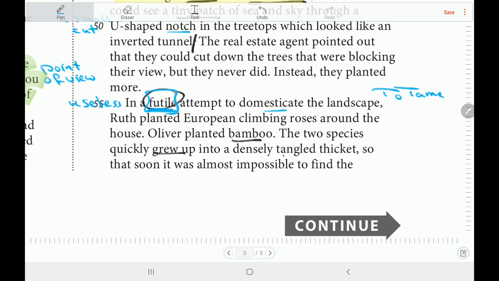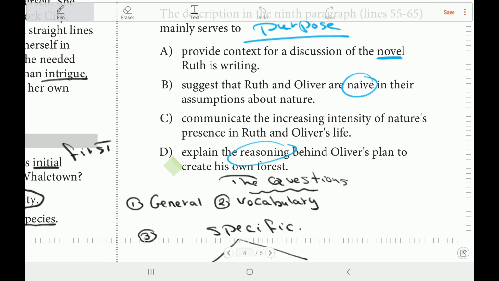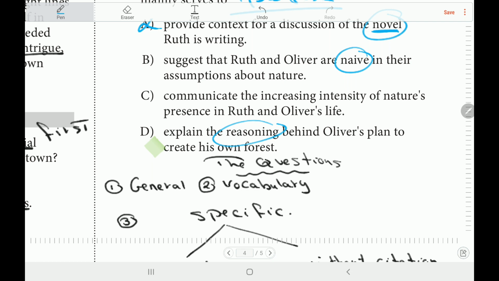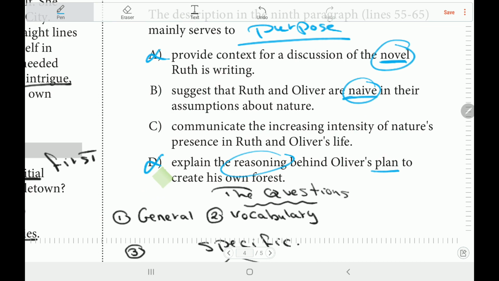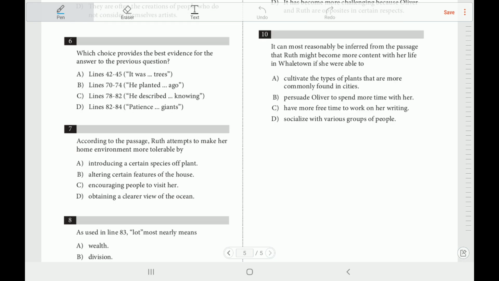So, remember that part when they planted these trees and everything was a mess? That means they made a mistake. Is it about the novel she's writing? No. Is it about the reasoning? No. So it's about that they are naive. Naive means they lack experience, because if they knew, they wouldn't have made that. Okay, let's go to the next one.